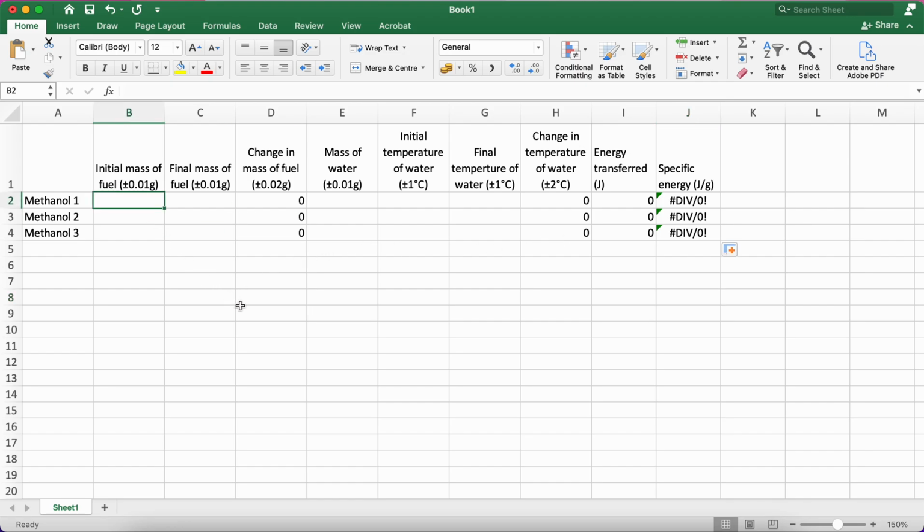I'm just going to put in some kind of made up values here, just so you can get an idea of what's happening. So let's say the initial mass was 21.15 grams, after burning, that becomes 20.96. Okay, so what that means is there was a change in mass of fuel of 0.19. So the change in mass was minus 0.19. Let's say the mass of the water was, let's say, 31.01 grams. The initial temperature of the water was 21 degrees and it heated up to 35 degrees. Okay, so now I've got all the values that I need.